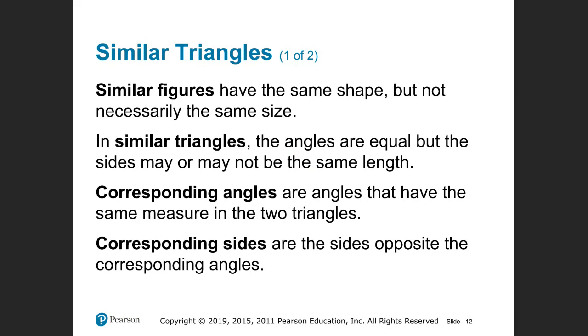Similar triangles. Similar figures have the same shape, but they may not be the same size. In similar triangles, the angles are equal, but the sides may or may not be the same length. Corresponding angles are angles that have the same measure in the two similar triangles. Corresponding sides are the sides opposite the corresponding angles.